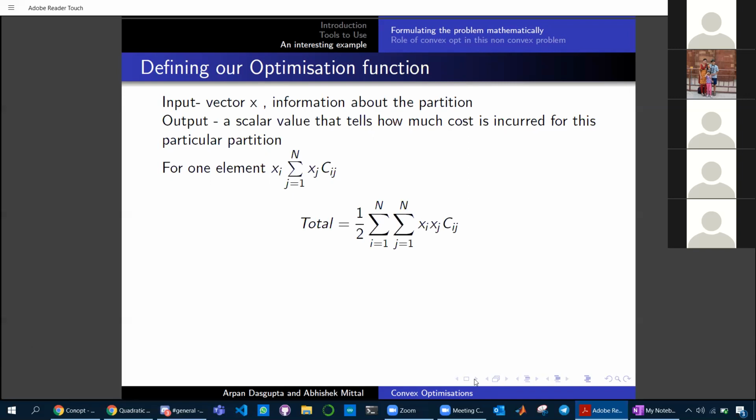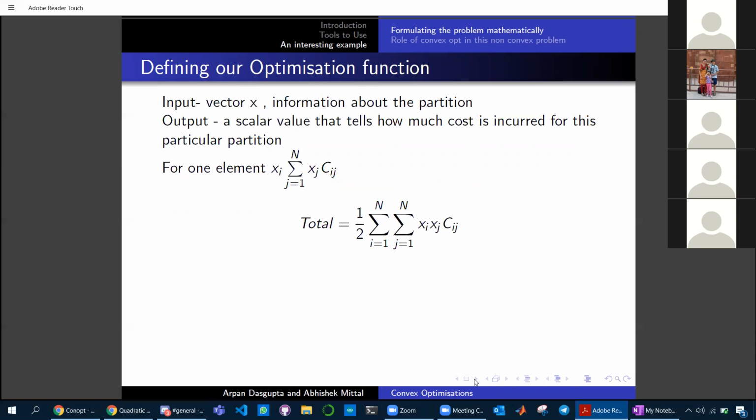Here, if xi and xj are in the same group, then their signs will be the same. For example, here I'm going to take xi and xj to be either -1 or 1. Let's say I define any element belonging to group 1 as -1, and any element that belongs to group 2 will have a value of 1. In case both of them are in the same group, the sign will remain the same and the cost gets added up. But in case they are not in the same group, then the cost gets subtracted. This subtraction of cost can be thought of as a reward for not being in the same group.